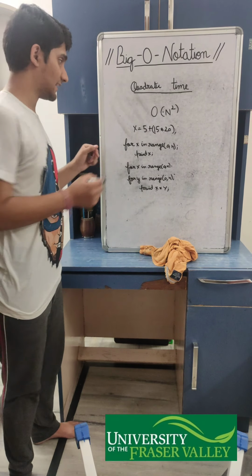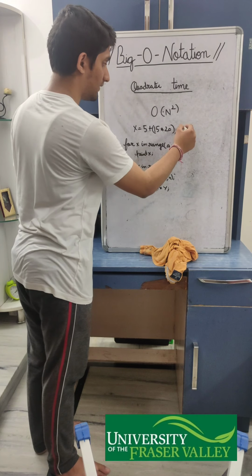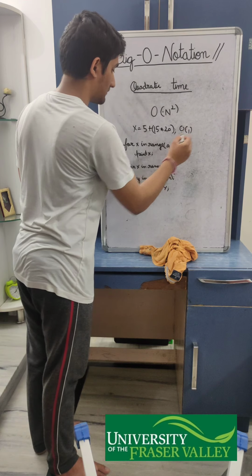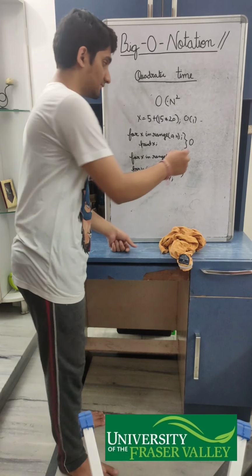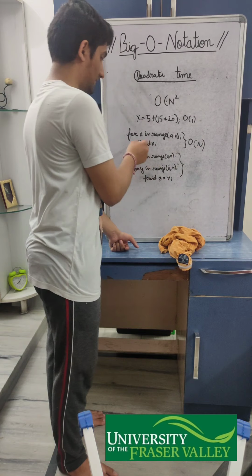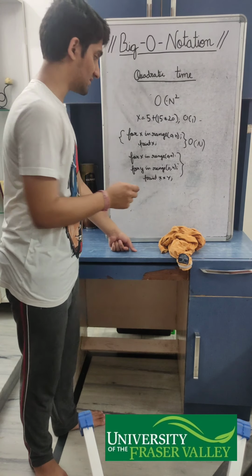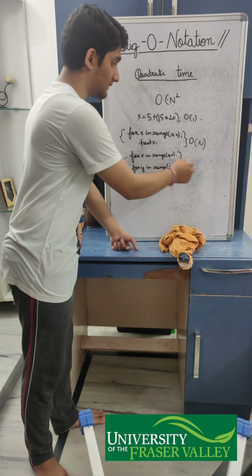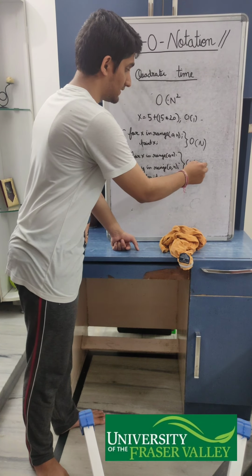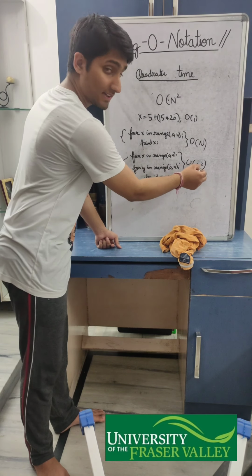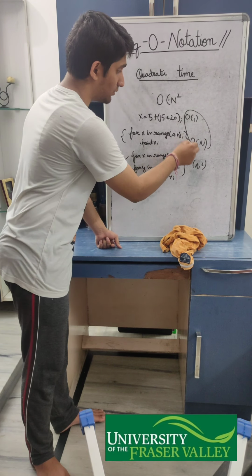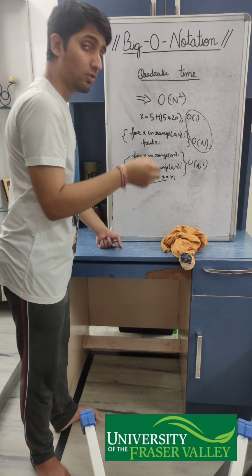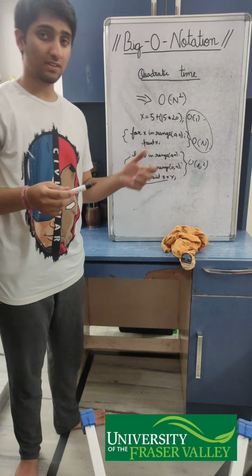So, in the first case, we know it is independent of n, so O of 1. This is O of n, as it is being executed n times. There are two for loops, and here is the result printing. So it is O of n square. This n square will dominate over these two, and hence will result in the Big O notation of O of n square.